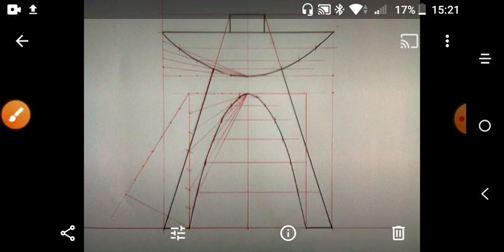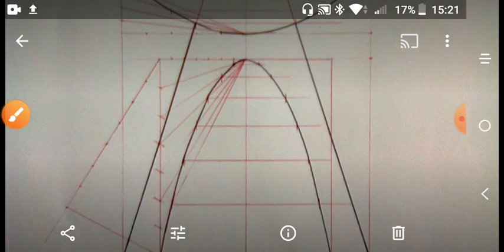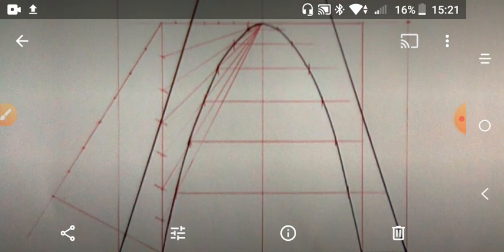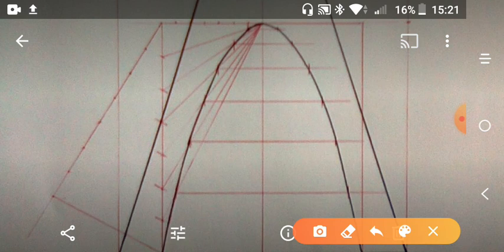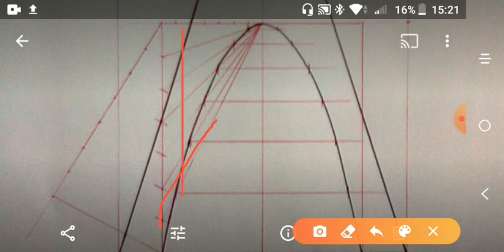And then the old rule again applies. The furthest one from the vertex coming this way is cut by the furthest one from the vertex going up that way. The second furthest is cut by the second one, the third furthest, and then the nearest one to the vertex is cut by that one down there.